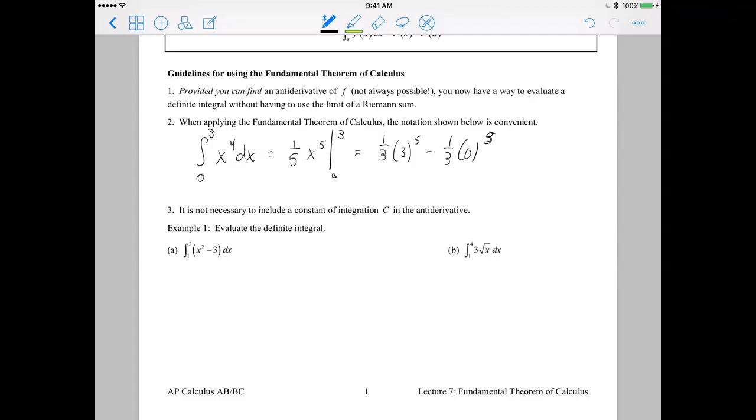Okay, and it is not necessary to include a constant of integration in the antiderivative like it was when we did indefinite integrals back in lecture 5.